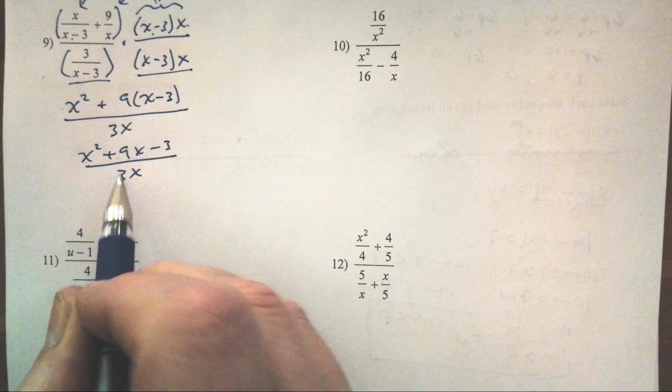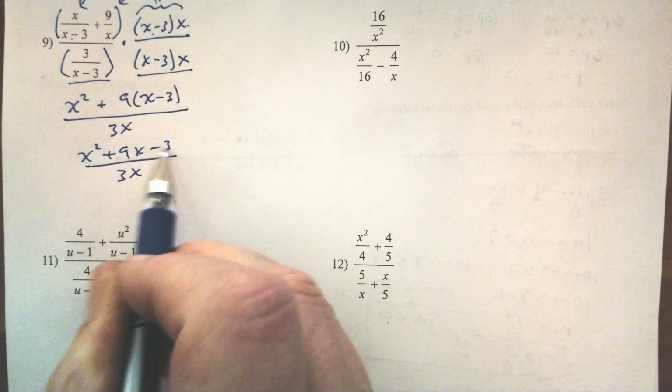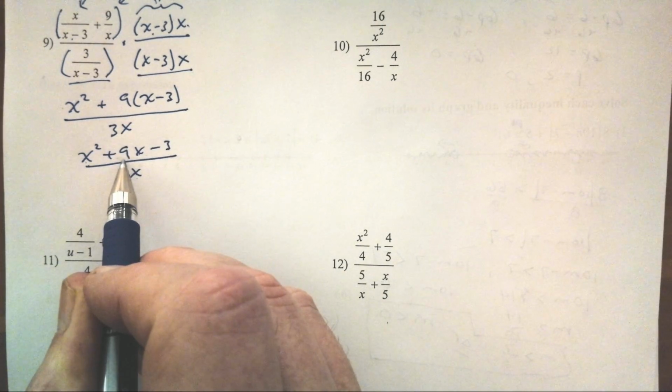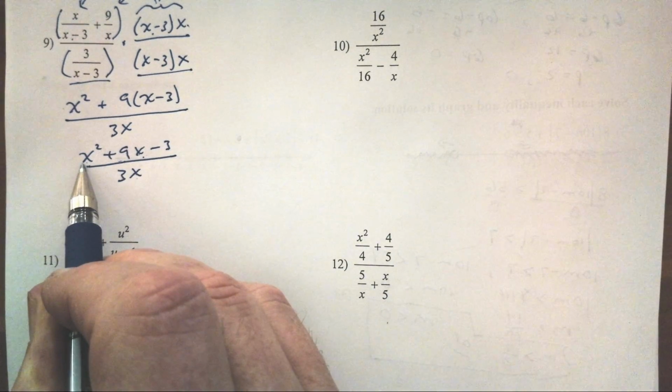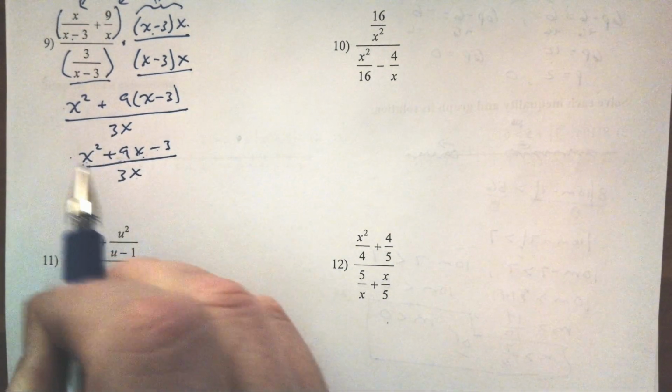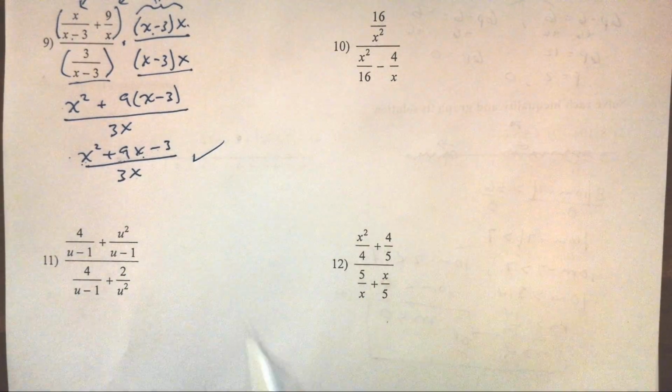I can't cancel this 3 with this 3. This 3 is a term. This 9 is part of the term 9x. There's not a factor of 3. I can't factor out a 3 to cancel. We are done.